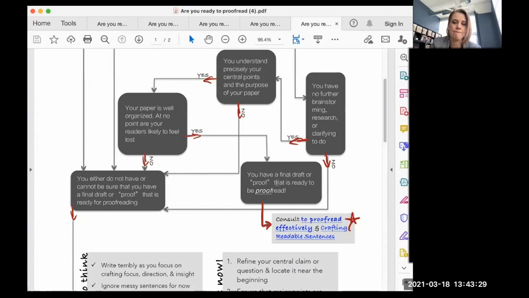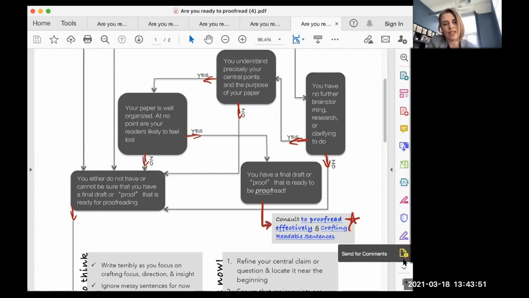Steph, we might want to clarify what writing instructors do with students, because there's often a misconception that we edit or proofread. Can you go through that a little bit? Yeah, of course. So if you have a final proof in your hand, if you're ready to hand in a paper and you just need someone to help you read it through to identify any sentence level issues, then you can certainly make use of the Writing Center.